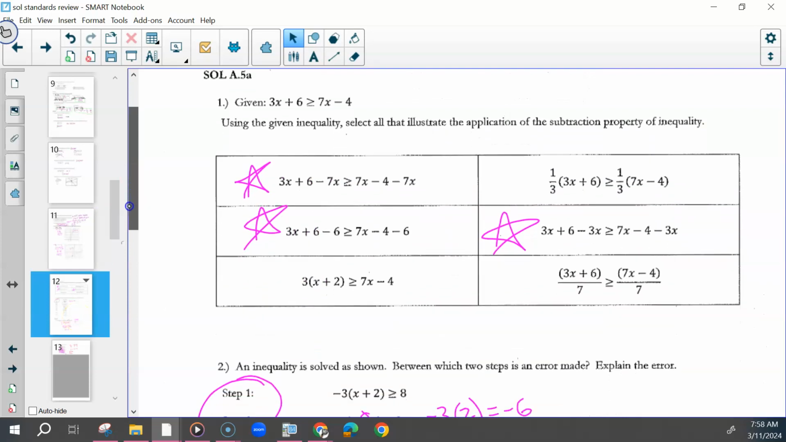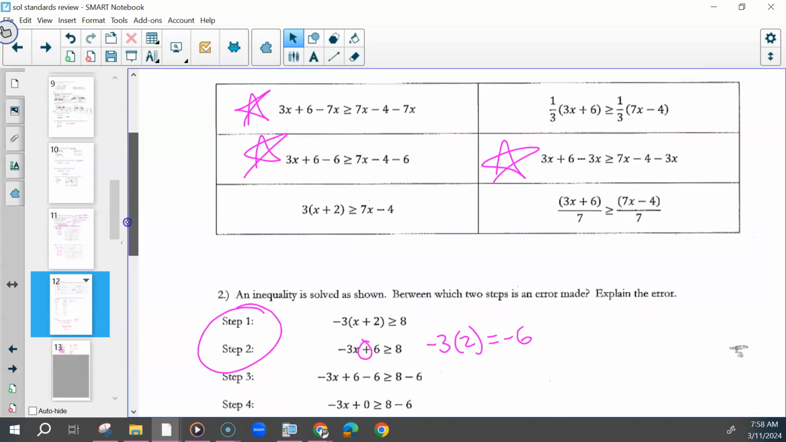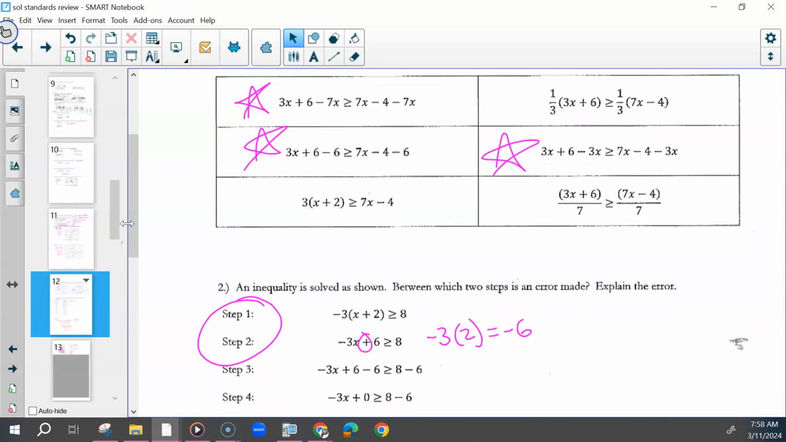Then in SOL A.5b, you had to find the properties that were subtraction. This one couldn't be done in Desmos because you need to know which ones are the properties, which would be these three. You were subtracting something to the other side on both sides. Number 2 asked in which 2 steps the error was made, and that was in the first 2 steps, because when they distributed, they made the 6 a positive instead of a negative.